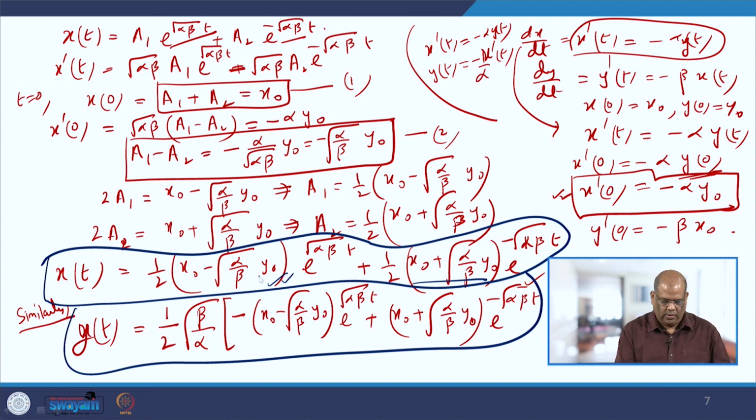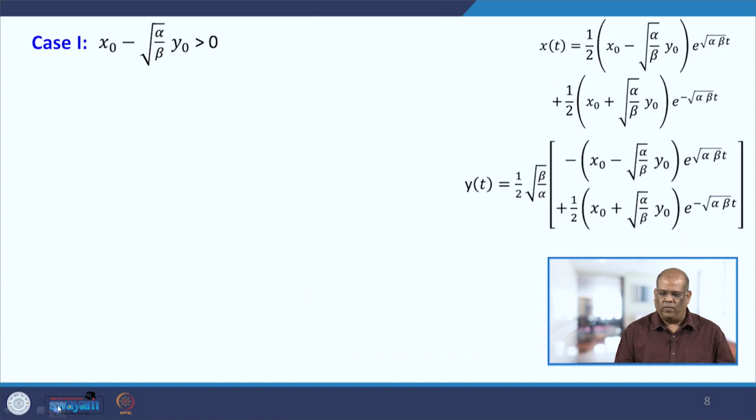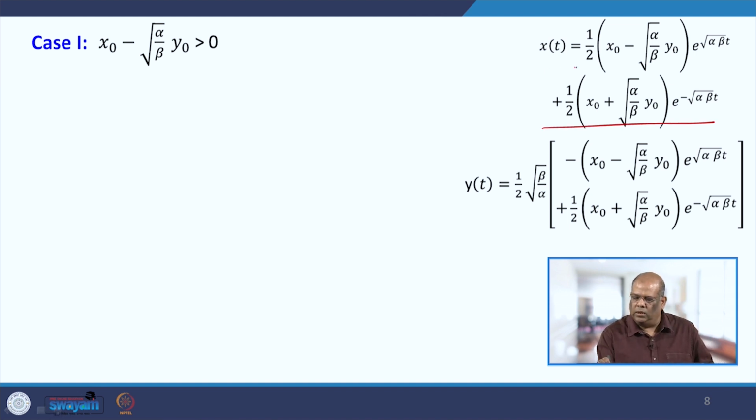So let's check that. The very first thing is when your x0 minus root alpha by beta y0 is greater than 0. So I already gave you the solution here. This particular thing has been taken greater than 0. So if this is greater than 0, then from here what we can see is this whole thing is positive. E to the power minus root alpha beta t is always positive. This thing is positive, and e to the power root alpha beta t is positive. So x(t) is always positive.